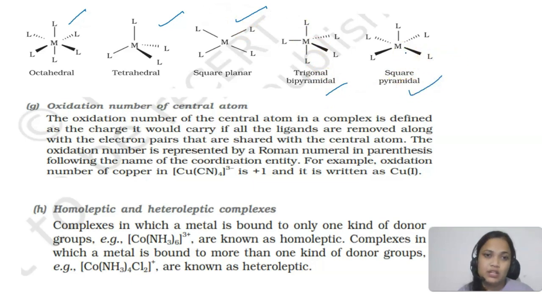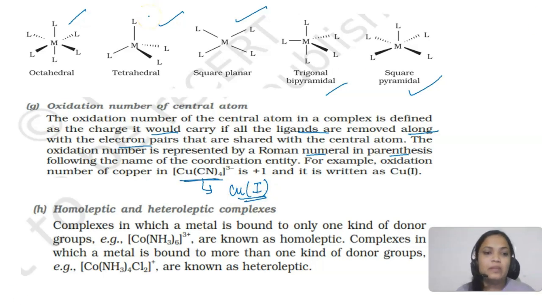Next is oxidation number of atom. This is also important. The oxidation number of the central atom will be the charge it would carry if all the ligands are removed along with the electron pairs, okay. So whatever charge is present on the atom, that will be the oxidation number of the atom. We always write oxidation number in Roman numerals in parentheses, followed by the name of the coordination entity. For example, if I want to write the oxidation number of copper in this case, I'll write Cu and I. So that I have to write in Roman numerals.